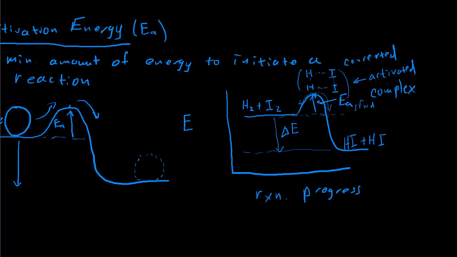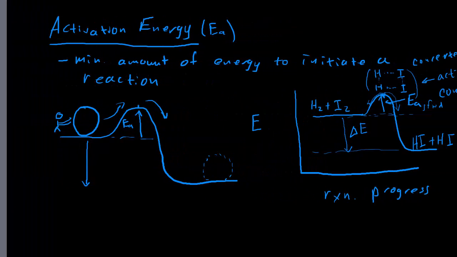And the energy at the very top of this hill, that would be the energy of this activated complex. So this particular arrangement of atoms is a high energy arrangement, and that would be the activation energy. So we have to put in at least that much energy in order for this reaction to go. So that's why activation energy is often interpreted as the minimum amount of energy.